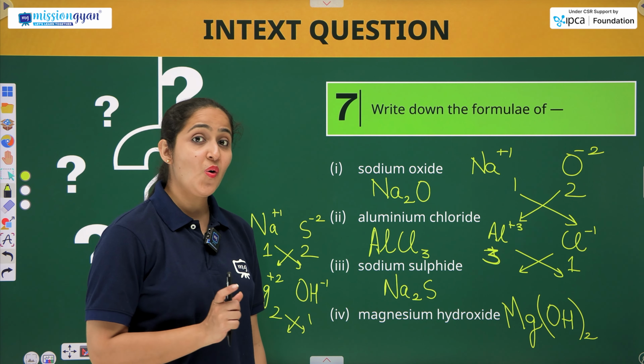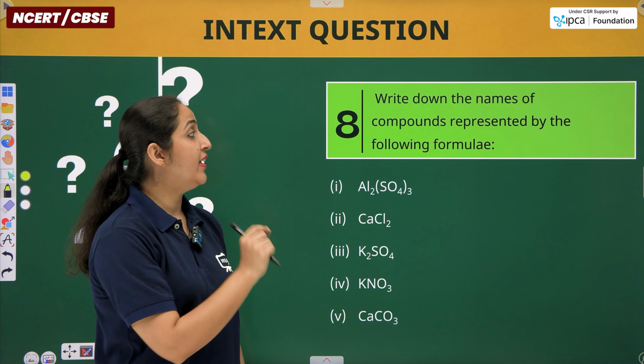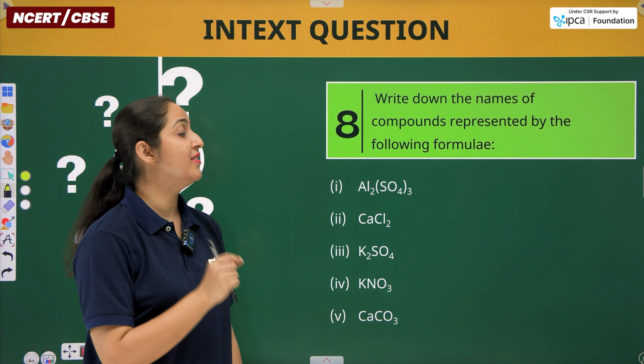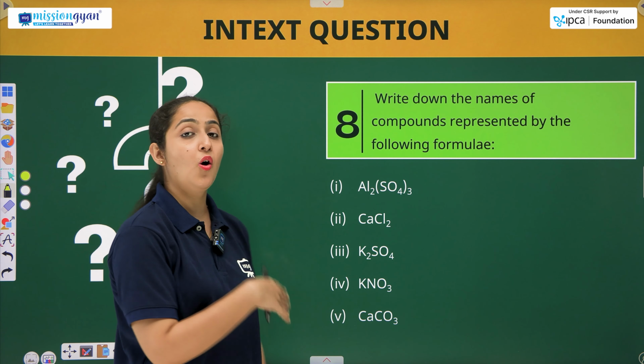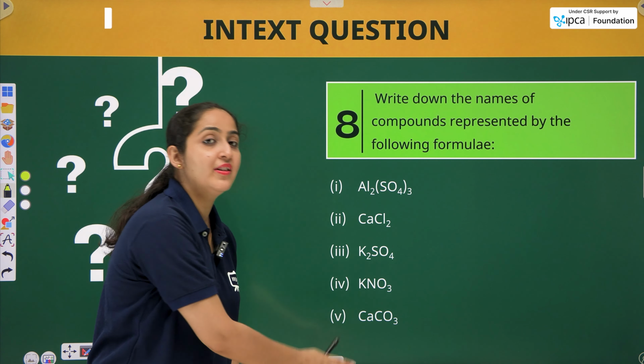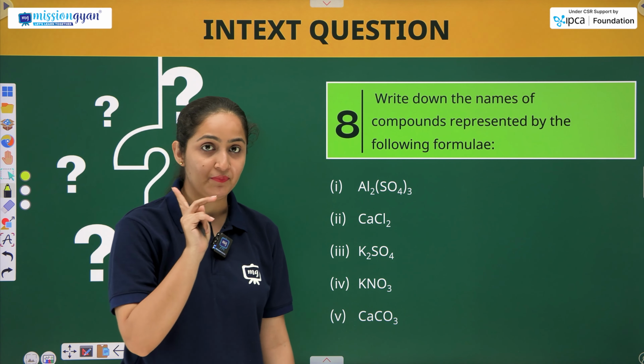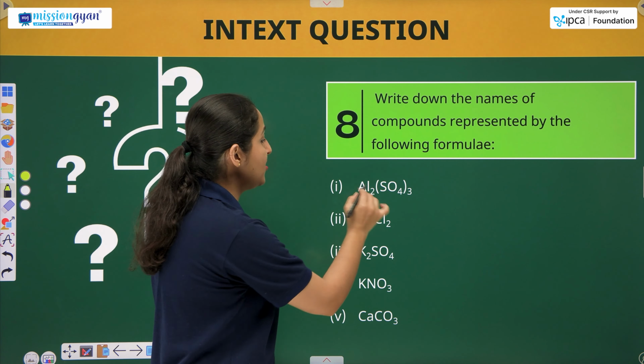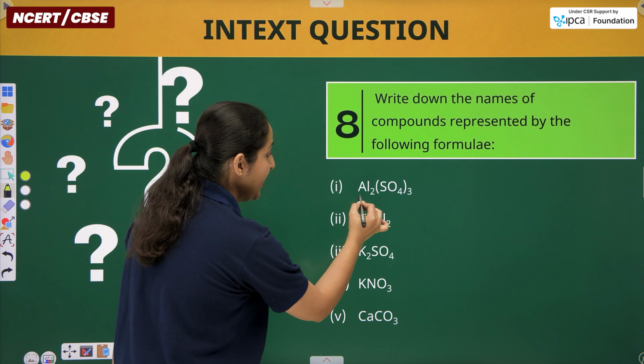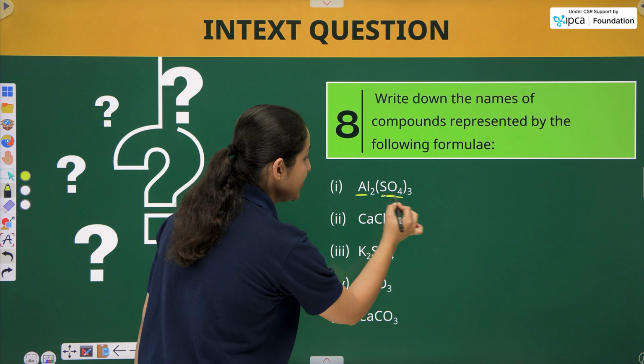Alright, students, let's move on now. Write down the names of compounds represented by the following formula. So, now the opposite has been given. You have been given the chemical formula. You have to write the chemical name. Alright. So, it's very easy, students. Now, listen to me very carefully. This is Al and this is SO4.